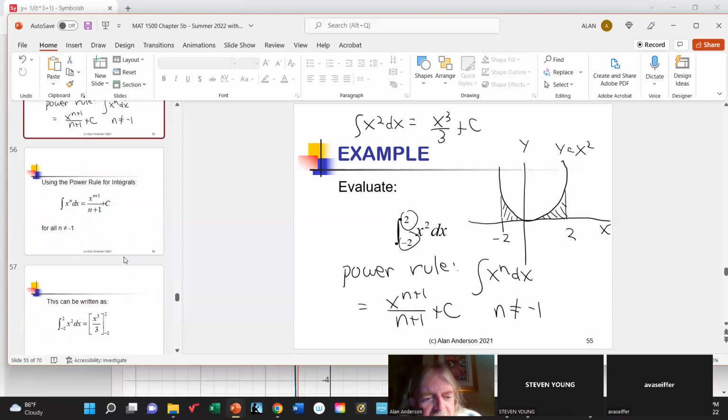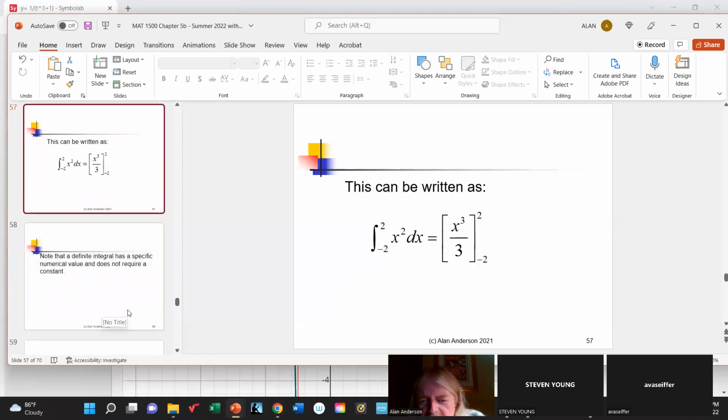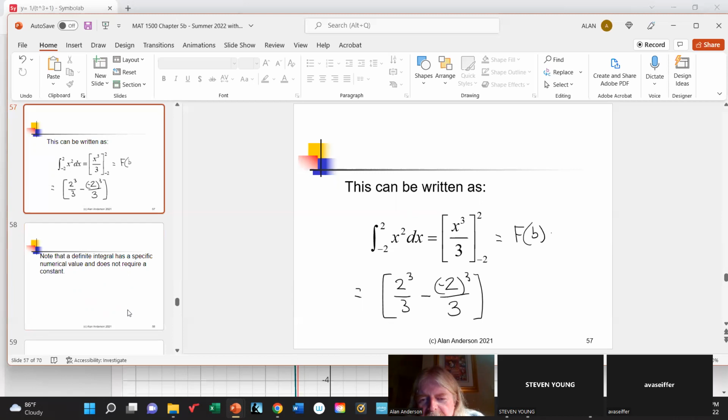And so what you're basically doing then is calculating, and what you actually are seeing here is F of b minus F of a. Oh, by the way, don't forget this is a and this is b.